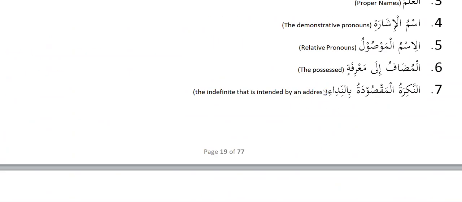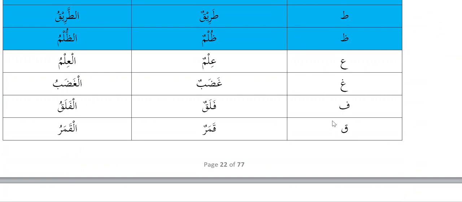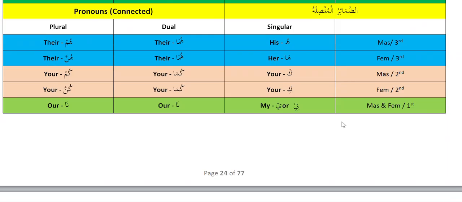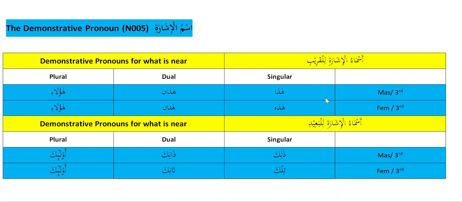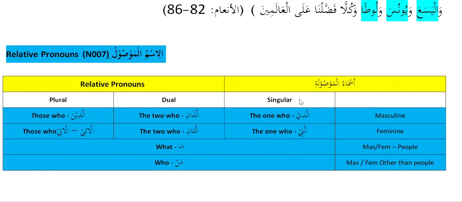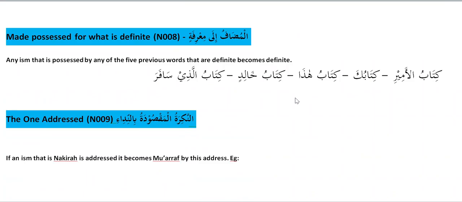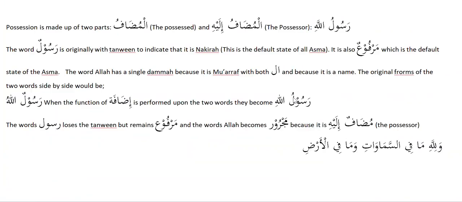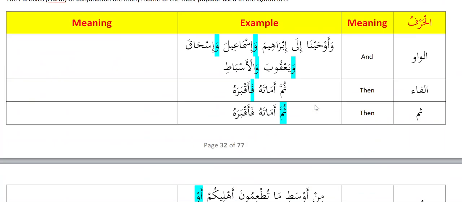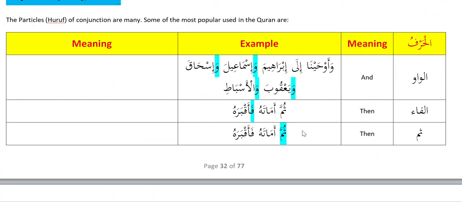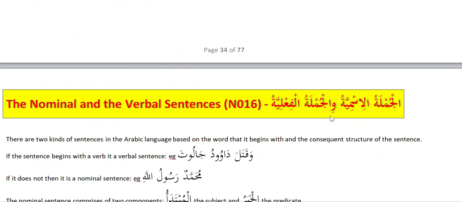النكرة والمعرفة. Then we'll have to learn how to make a word definite, the definite article, sun and moon letters. Yikes. There's a bunch of lessons in front of your question. الضمير, pronouns; اسم الإشارة, the demonstrative pronouns; proper nouns; relative pronouns; الإضافة; التوابع الأربعة. Yikes. Where am I starting making sentences? Let me pause. I guess we'll come to that. Maybe I'll jump forward for you: البدل, الجملة الاسمية والجملة الفعلية.